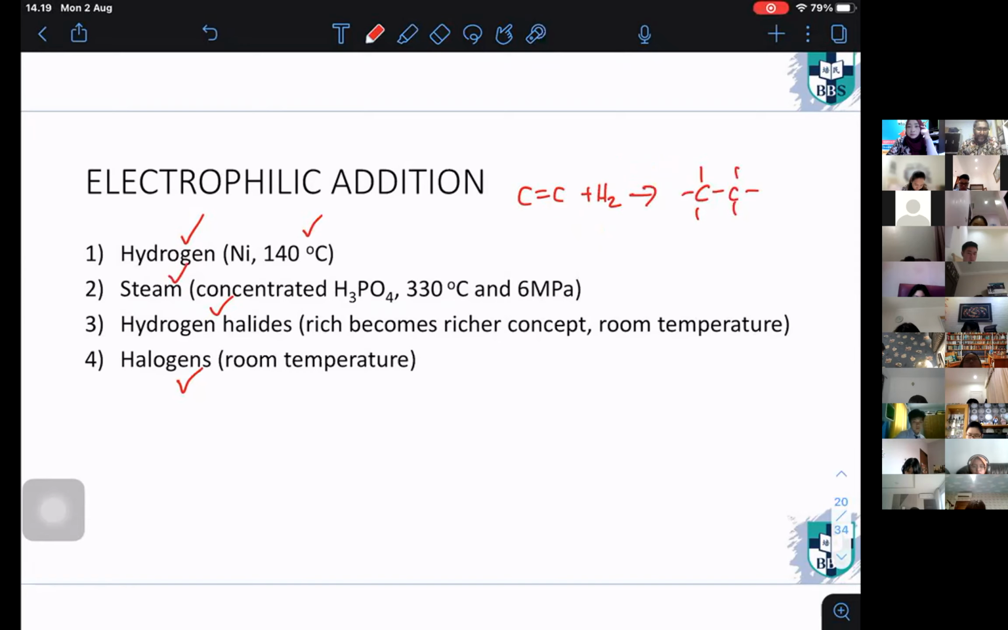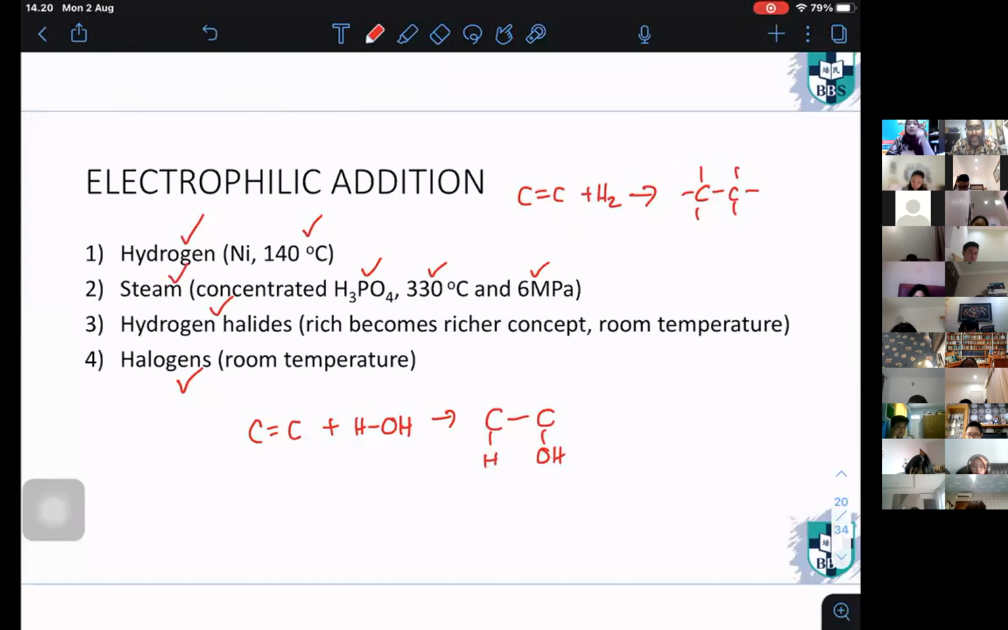How about steam? You need concentrated phosphoric acid, 330 degrees Celsius, 6 megapascal. If I have carbon double bond carbon and I react with H and OH, the double bond is broken. H will come here, OH will come here, and you will get alcohol.